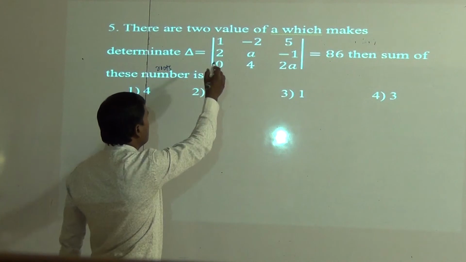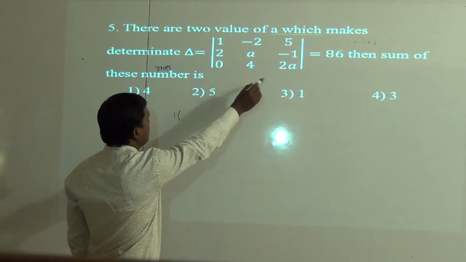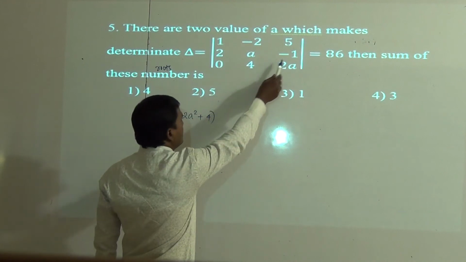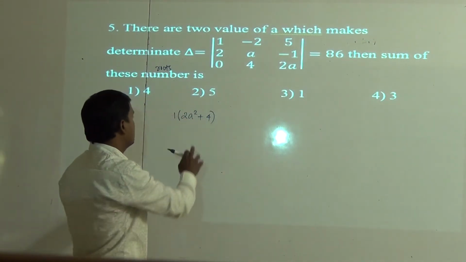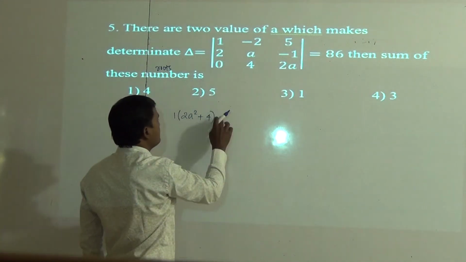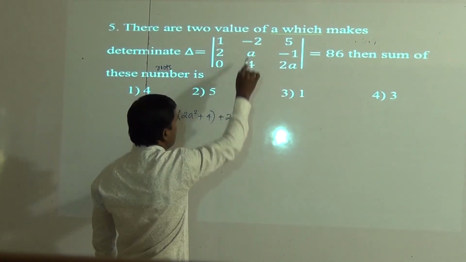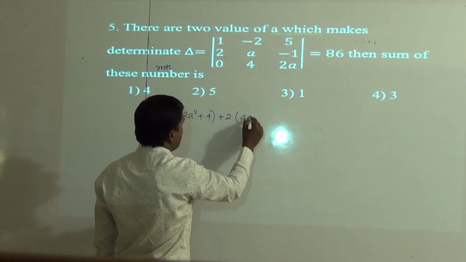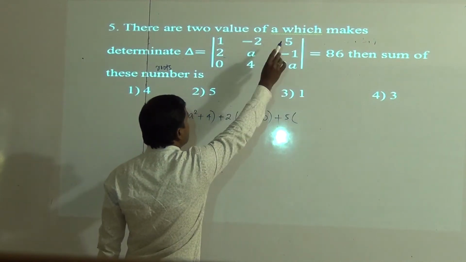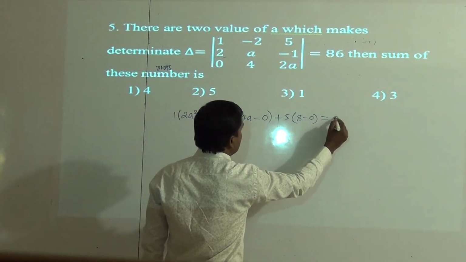We know how to expand the determinant. So that is 1 into 2a square plus 4, because here 4 into minus 1 means minus 4, but here it is already minus, and minus into minus becomes plus, and minus of minus 2 means plus. Now I have to leave the first row and second column, so clearly it is 4a, and 0 minus of 1 means 0, plus 5 into, leaving the first row and third column, 8 minus 0, that is equal to 86.